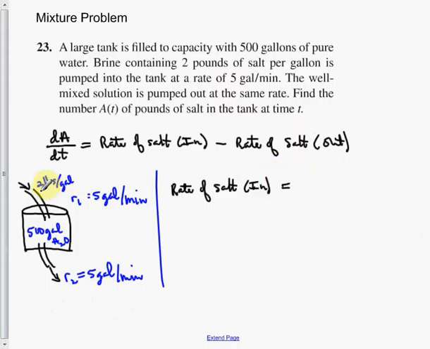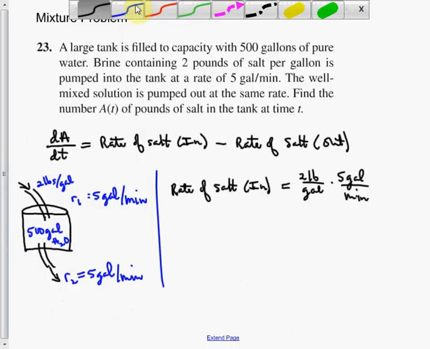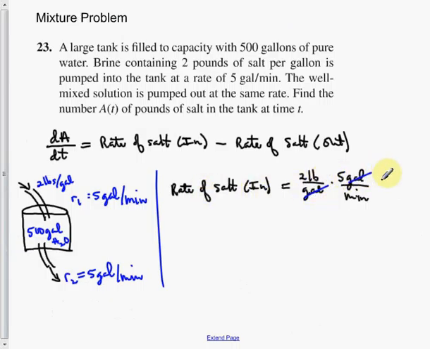So the rate of the salt that's coming in is going to be this 2 pounds per gallon times this rate here, the 5 gallons per minute. Need to make sure that we end with the rate, because that's what we're looking at. So the gallons here cancel out. So I have some type of quantity divided by time, so that's a rate. So here we have 10 pounds per minute of the rate of the salt that's being pumped in.